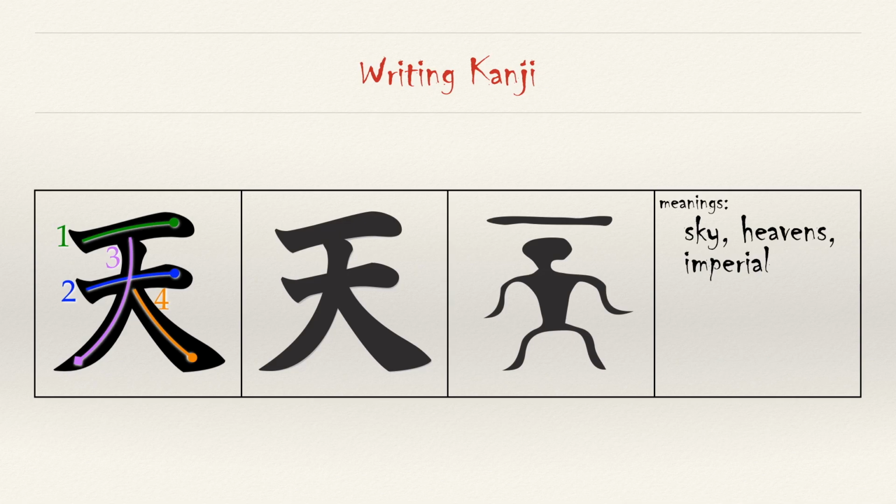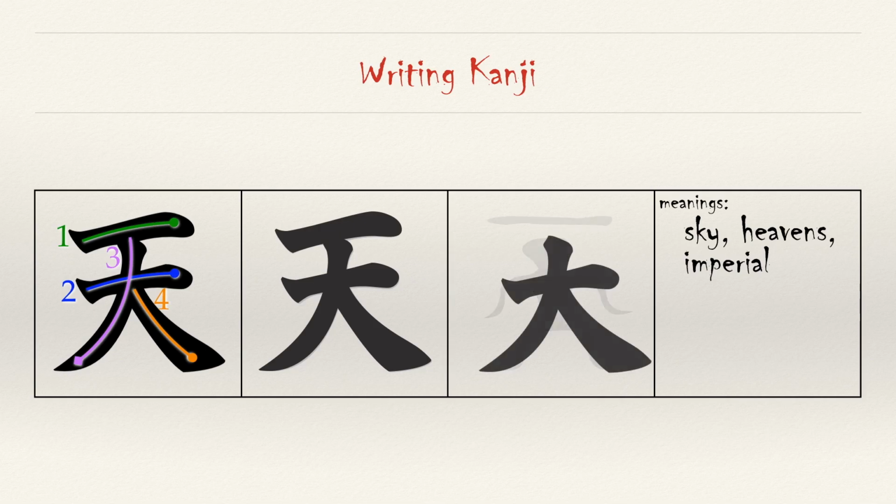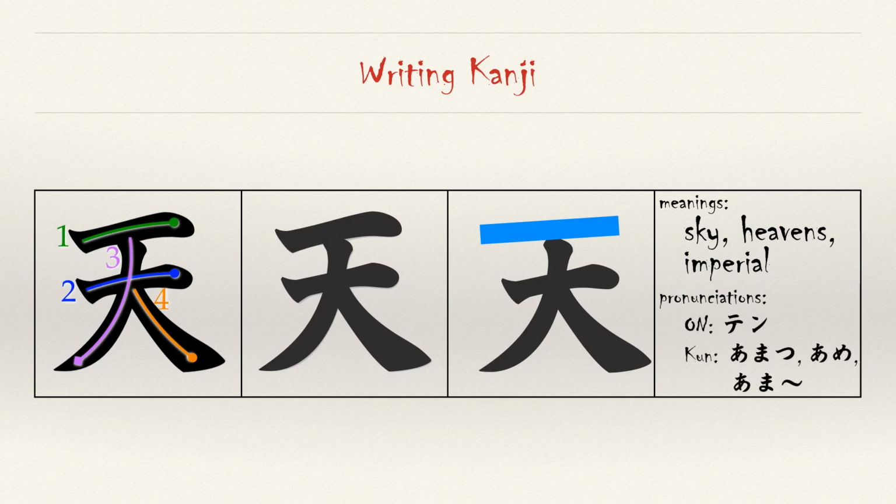So we can also remember this by asking, what is the big blue thing up there? Duh, the sky. For this character, the on reading is ten. The kun readings are amatsu, ame, and when preceding other characters, ama.